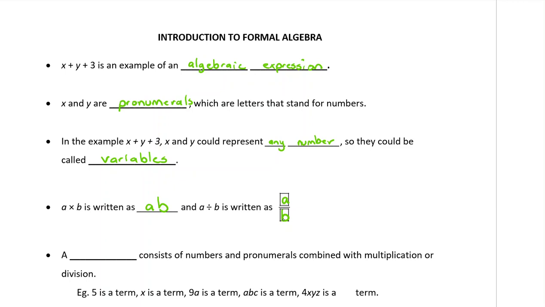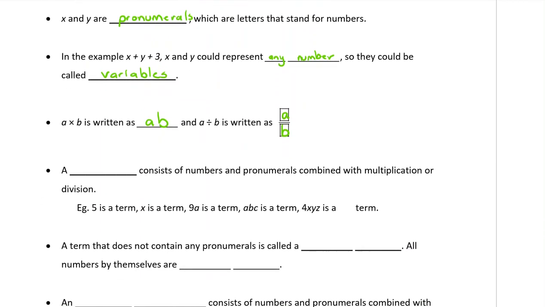A something consists of numbers and pronumerals combined with multiplication or division. The word we're looking for there is a term. A term consists of numbers and pronumerals that are combined with multiplication and division. So for AB, that was a term. A over B, that is also a term.